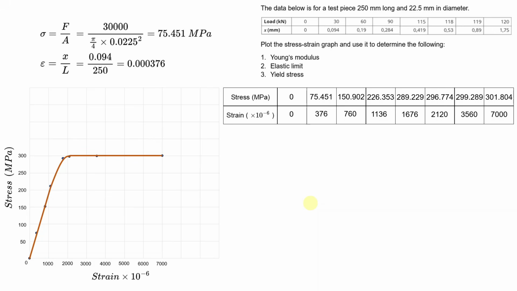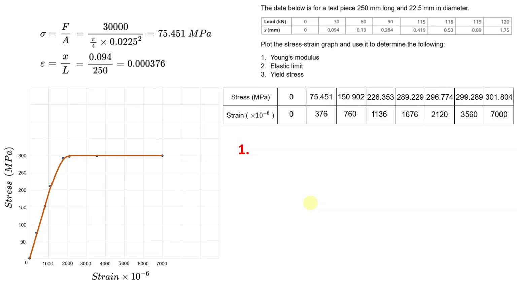And so once you do that, you have plotted the stress strain graph, and now you have to use it to determine the Young's modulus. For you to find the Young's modulus, as I said in the previous example, you need to pick a point that is within the elastic limit. Any point within the elastic limit can help you find the Young's modulus. You can take the point at the limit of proportionality or any point before that.